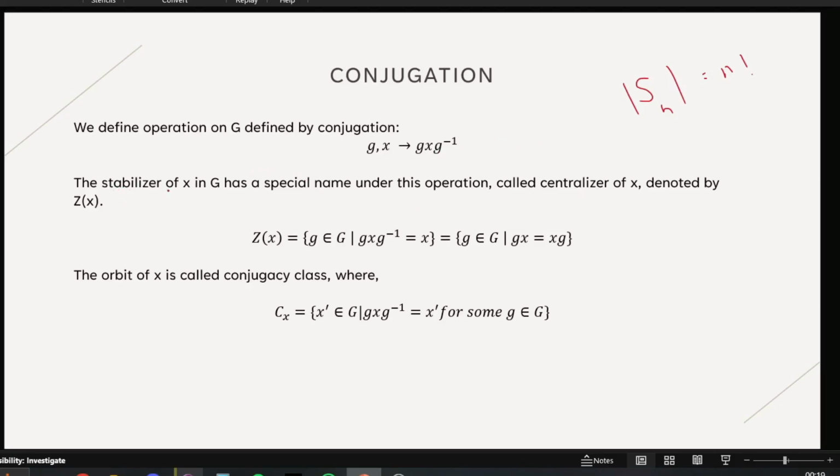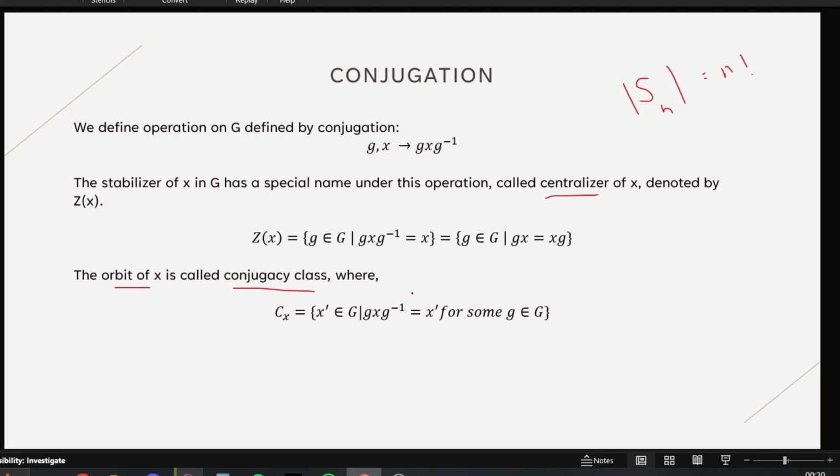If we take the stabilizer of this group action, it has a special name, which we call the centralizer. So the centralizer is the set where gxg inverse gives us x. That is basically the set of elements in the group with which x commutes. So if it commutes, then we have g inverse xg, so then it is x, or the other way. So we call the stabilizer the centralizer, and the orbit we call the conjugacy class.